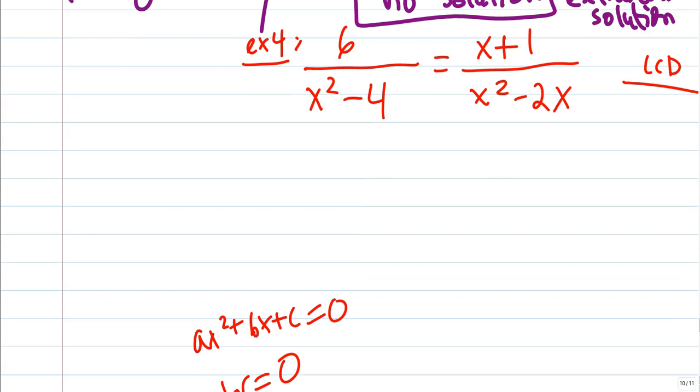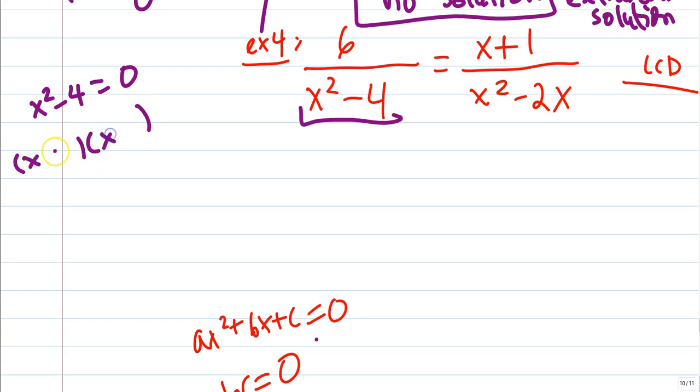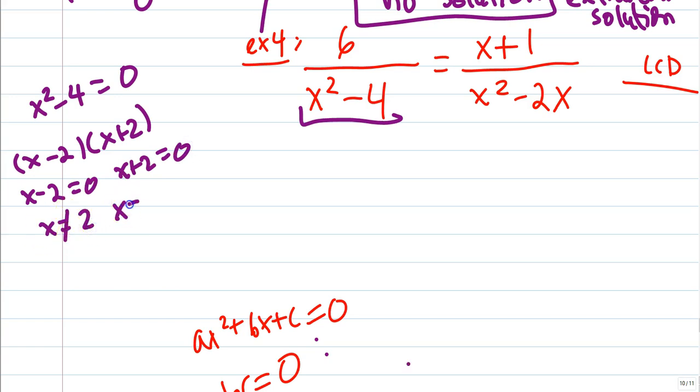Well, check for restrictions. X squared minus 4, take that denominator, cannot equal 0. How do we solve that? Well, I hope you know the F word by now. That is an a squared minus b squared. How about x minus 2, x plus 2? Now I take each of those groups and set them equal to 0. And we get that x cannot equal 2, and x cannot equal -2. So if I solve this, and either of those answers shows up, we just toss them out. They don't work. They're extraneous solutions.